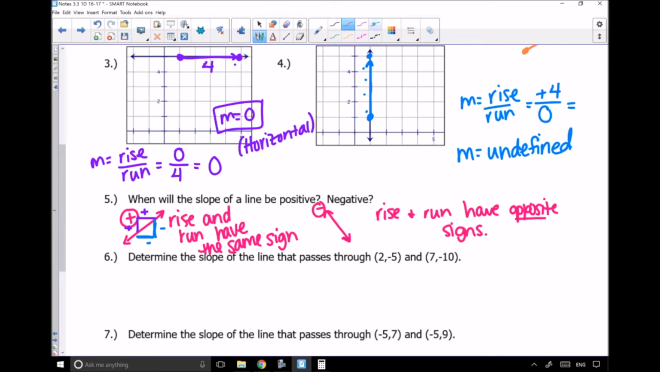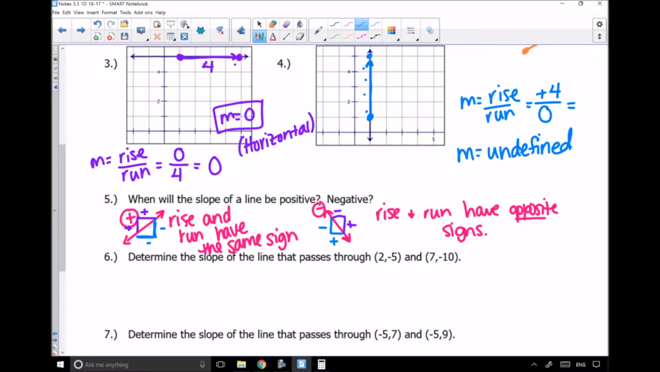Okay, so let's take a look at this example. This went down and to the right, so here my signs are opposite. Or I could say it goes up and to the left. If it goes up, it's positive. If it goes to the left, it's negative. So they still have opposite signs.